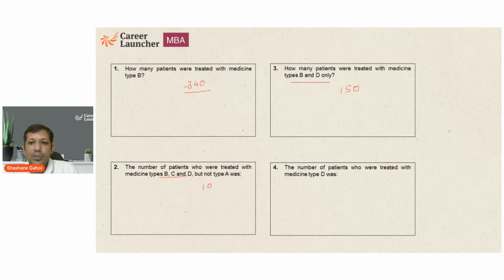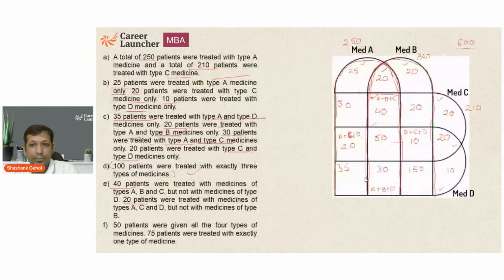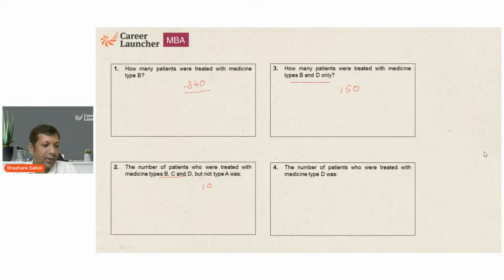And the number of patients who were treated with medicine type D. Is it only? No, total. So total D becomes what? 50 plus 150 is 200. 200 plus 50 is 250. 250 plus 40, 290. 290 plus 35, 325. So that becomes 325. So the answer of question number 4 becomes 325.